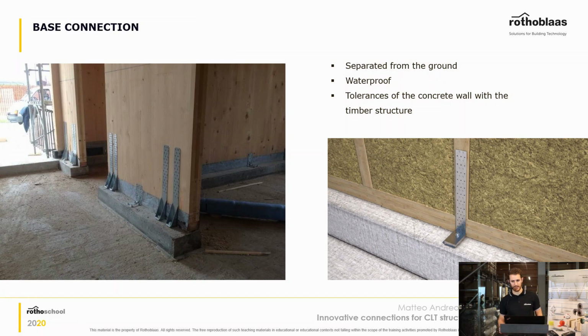So a very common detail that you can see in CLT structures is this concrete wall that you have on the ground. This is very cheap and works very well. In fact, it's very common, you can see it in many structures. And the common rule when we are designing these details is that the finished floor level of your building should be lower than the dimension where the CLT wall is starting.